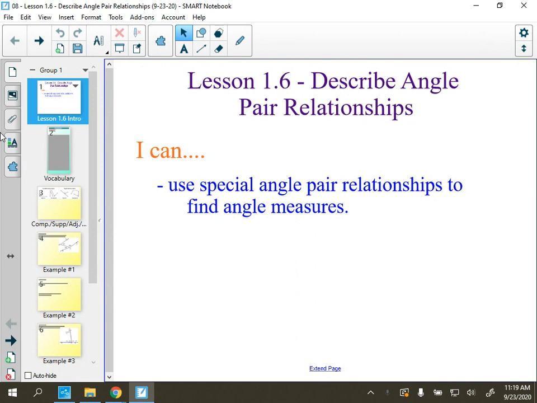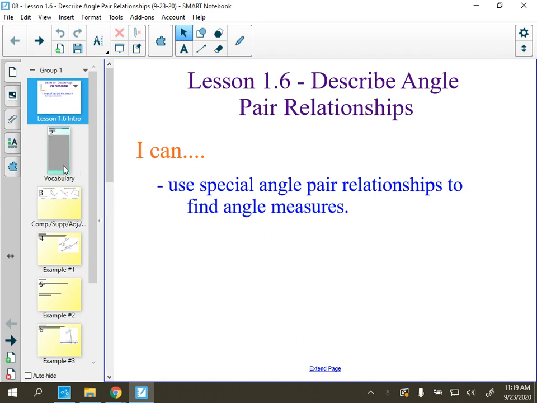All right, welcome to the lesson 1.6 notes on describe angle pair relationships. We'll run through a little bit of vocab, going through some specific types of angle pairs that we'll need to be able to recognize and understand, ultimately to find unknown angle measures in these angle pair types of figures. So let's run through the vocab. Let's get that notes done. This is the notes portion that we would be adding to our notebook.